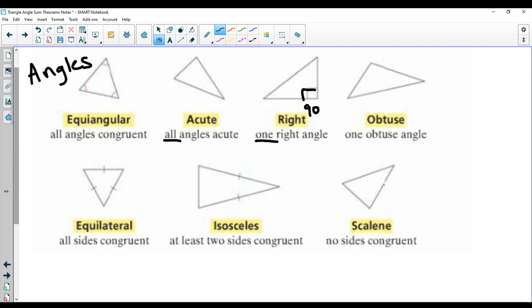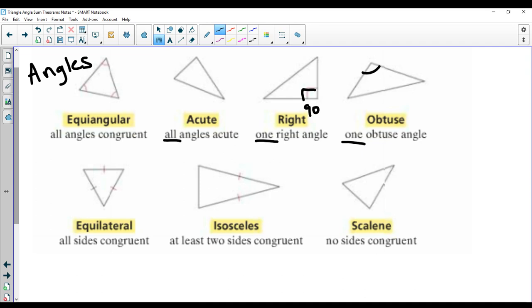We'll learn later in Geometry Part B, if you make another angle in a triangle 90, it bumps up to a quadrilateral automatically. That's later. So you got one right angle, you call it a right triangle. If you have one obtuse angle, that would be a big angle, you call it an obtuse triangle. Remember, obtuse angle measures would be stuff bigger than 90 but smaller than 180. So things like 100, 130, 150, 165, that kind of stuff.